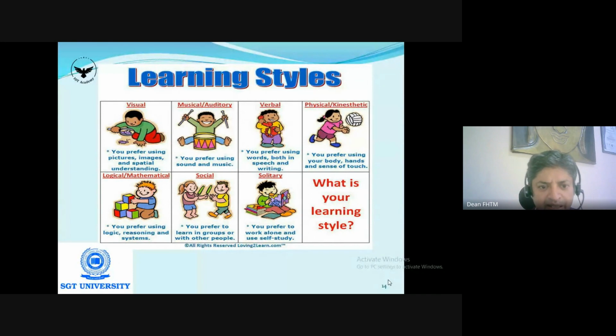A physical or kinesthetic learner is more interested in learning by doing, practicing. These people prefer to be very active. They are very difficult to keep seated in one place doing nothing. Then there is the logical or mathematical learner, who prefers to use logic and reasoning in all the learning process. Next is the social learner, who prefers to learn in groups, with other people, discussing and talking. And the solitary learner works alone using self-study.